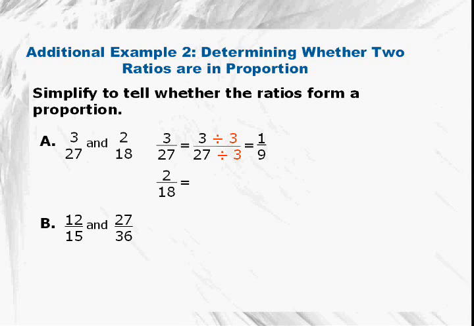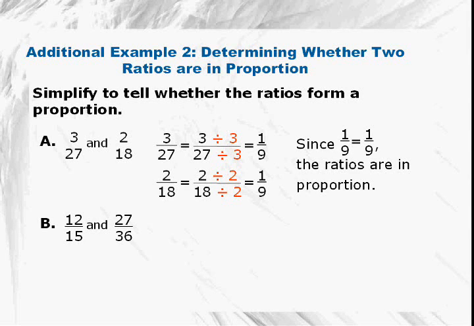Now let's try 2 to 18. You think of the greatest number that goes into the numerator and denominator, it's 2. And I get 1 to 9. So those are proportional. 1 to 9 equals 1 to 9. So that means 3 to 27 and 2 to 18 are equivalent or proportional ratios.